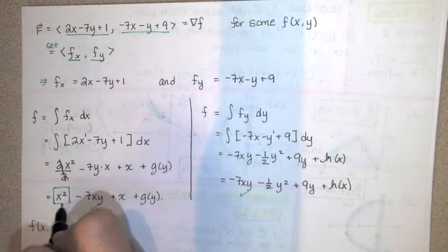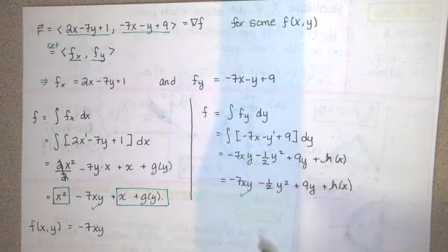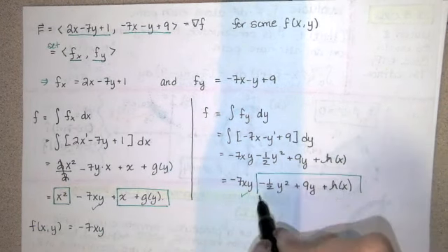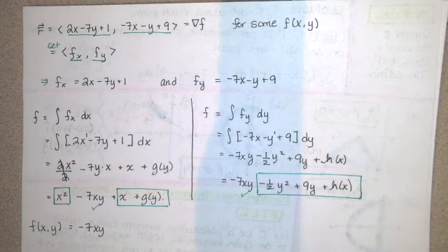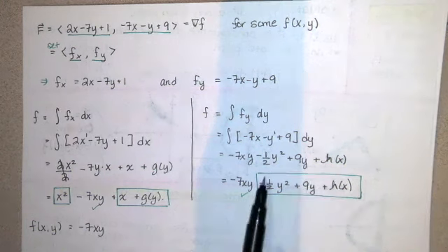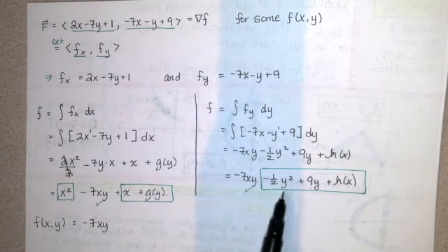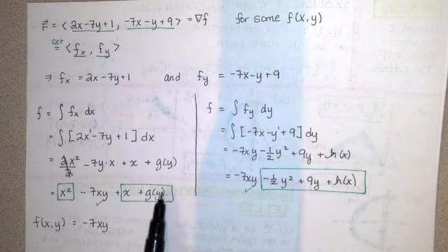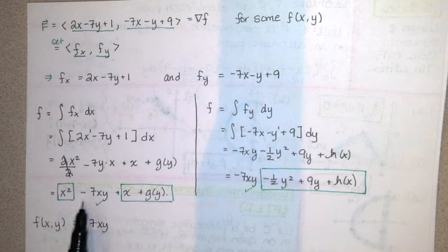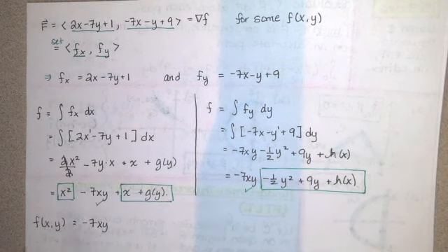So here, I've got x squared plus x plus g of y. That has to be equal to negative y squared plus 9y plus h of x. So I've got x squared plus x here, plus g of y, and on this side I've got a function of y plus a function of x. This function of y over here, the negative 1/2 y squared plus 9y, that must be my g of y. And the function of x over here must be that x squared plus x over here.